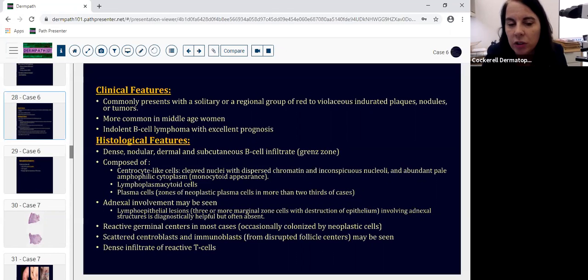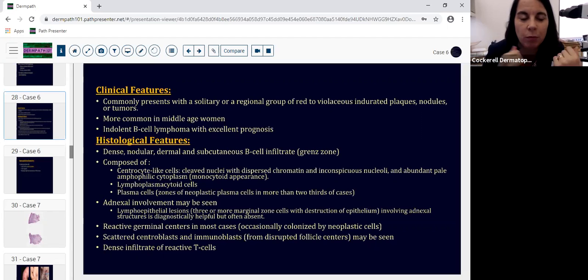They have cleaved nuclei, but you really don't see the cleaves. They have irregular nuclear membranes. It's better to think of it that way. Dispersed chromatin and inconspicuous nucleoli, which is very important to distinguish it from a diffuse large B-cell lymphoma. There's also some pale cytoplasm, and some of the cells can look more monocytoid. So they either look centrocyte-like or monocytoid in appearance.